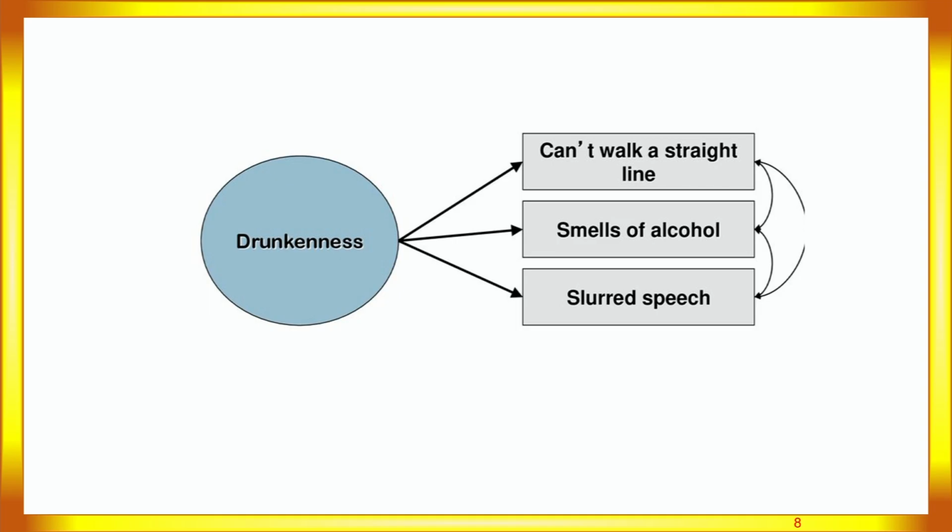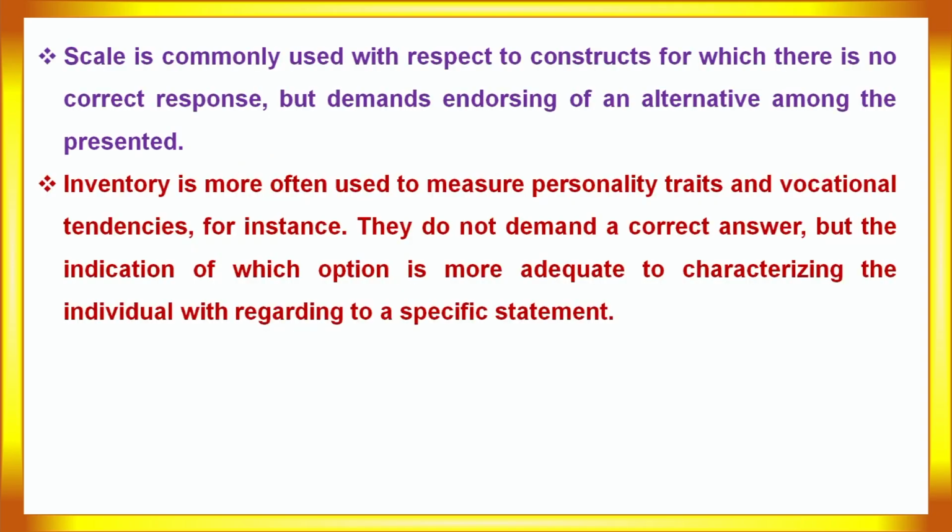If there is more smell of alcohol, that means he is highly drunk, so there is a much greater chance of slurred speech. So, this is the context which differentiates between the index and the scale. As I already told, items in a scale are highly correlated, so they should measure that particular construct, and that is why they should be correlated.